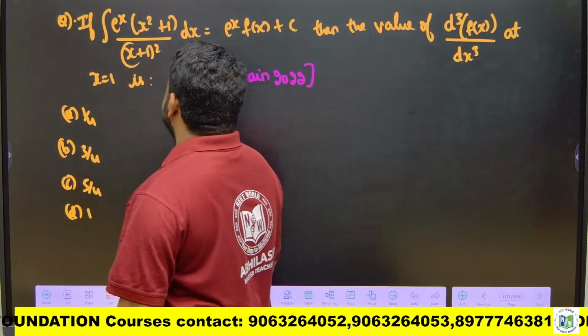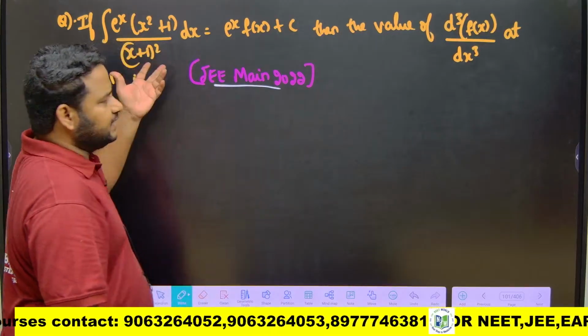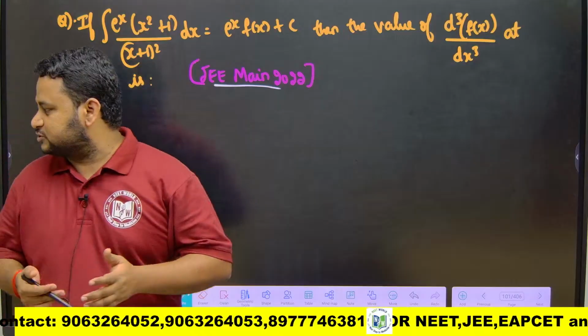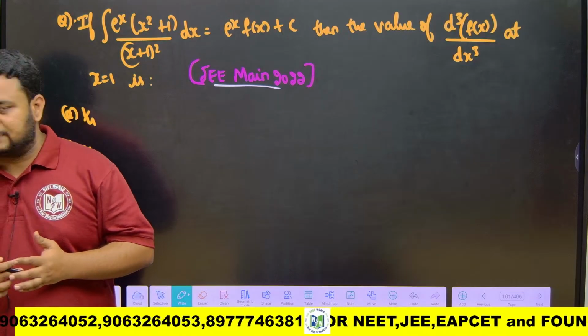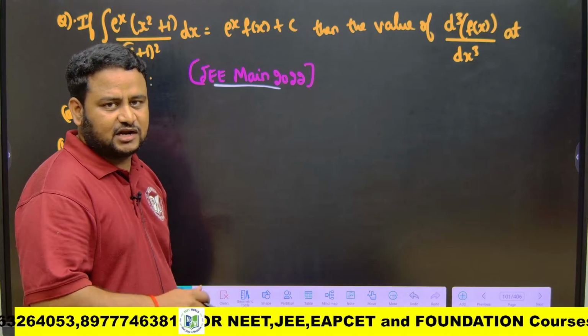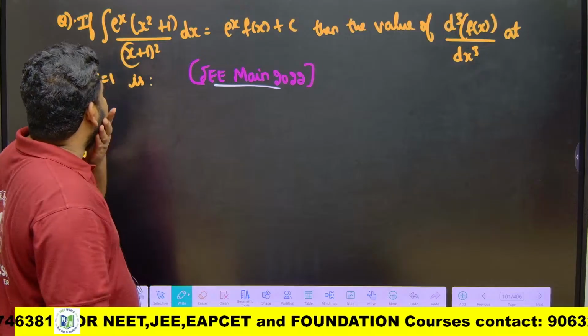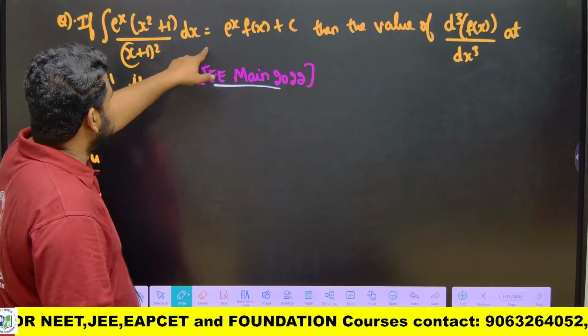This is a previous year question, JEE Main 2022. Using the same property, let us solve this question. What is the property? That is, the integral of e power x into f of x plus f dash of x is nothing but e power x f of x plus c. But here the function is given in this form, e power x f of x plus c.